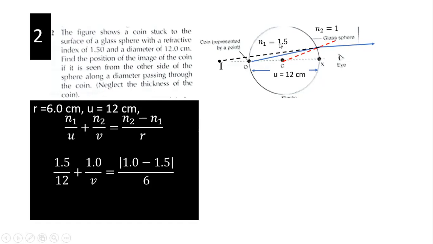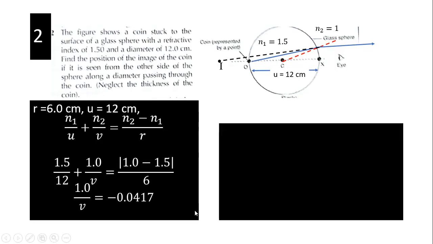n1 is 1.5, then 12, then 1.0. n2 is 1.0. That's what you want to find, v. Then you want the positive answer from here. 1.5 minus 1 or 1 minus 1.5 doesn't matter. Calculate. Okay, you're right, 24 minus 24. So you should be able to interpret minus 24 as meaning on this side. We're not worried about this surface, only this surface.